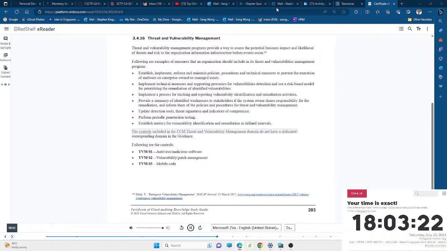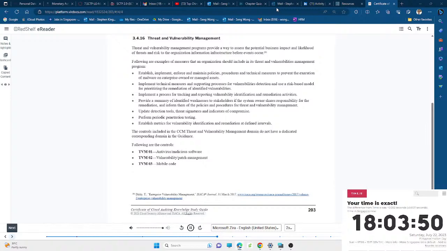The controls included in the CCM threat and vulnerability management domain do not have a dedicated corresponding domain in the guidance. Following are the controls: TVM01 Antivirus/Malicious Software, TVM02 Vulnerability/Patch Management, TVM03 Mobile Code. Reference: ISACA Journal, March 31, 2017, Enterprise Vulnerability Management.